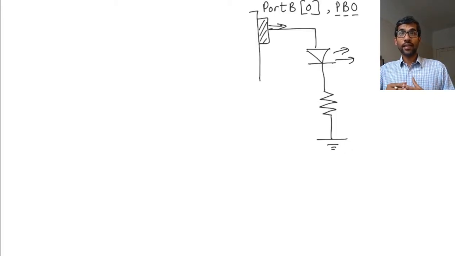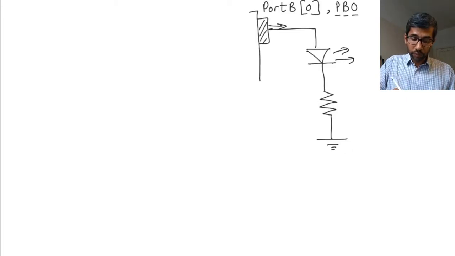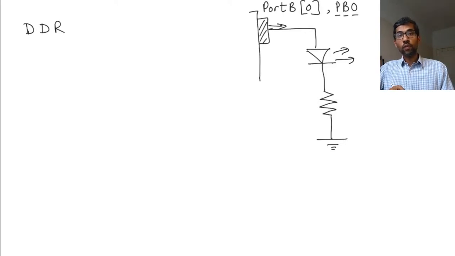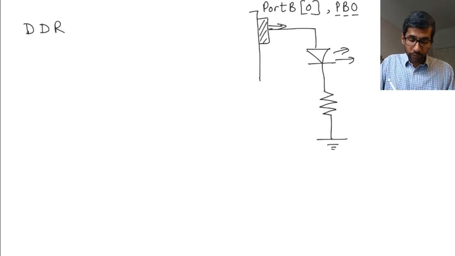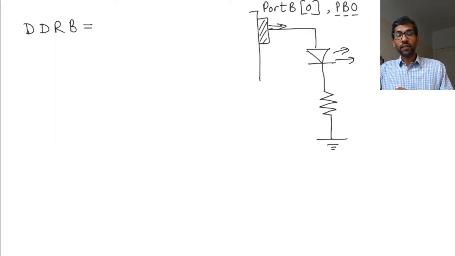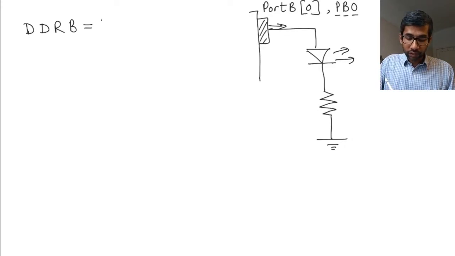So how do I set my port as an output? What is the register that you write to set a port as an output? You write to the data direction register, right? And we want to write to the data direction register that is associated with port B, such that port B0 is an output.